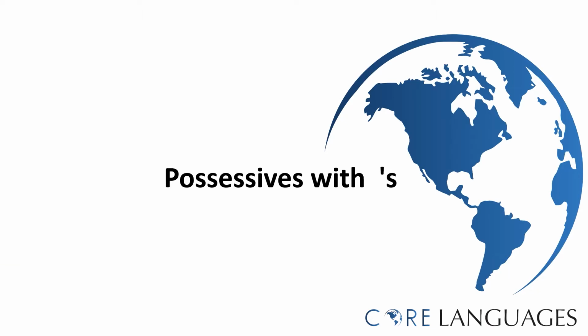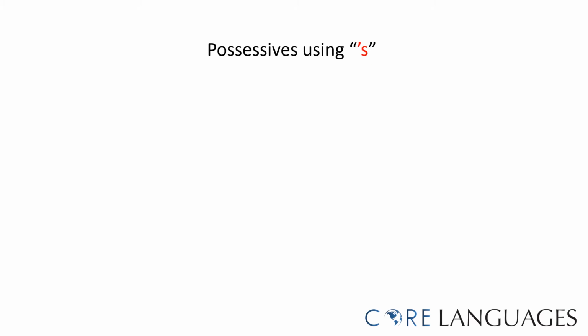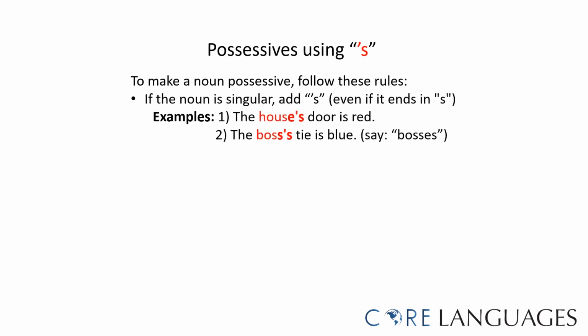Possessives with apostrophe S. The possessive using the apostrophe S is used with nouns and names. Follow these rules to make a noun or a name possessive. If the noun is singular, add apostrophe S, even if the noun ends in S. For example, the house's door is red.